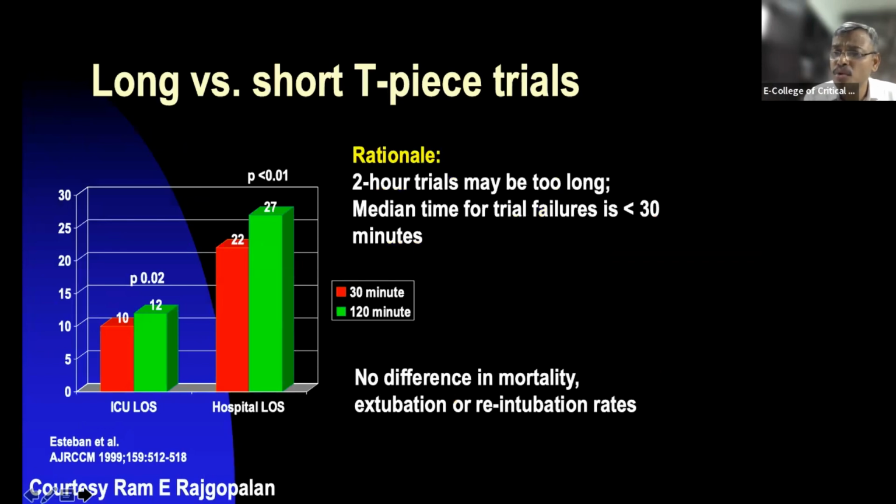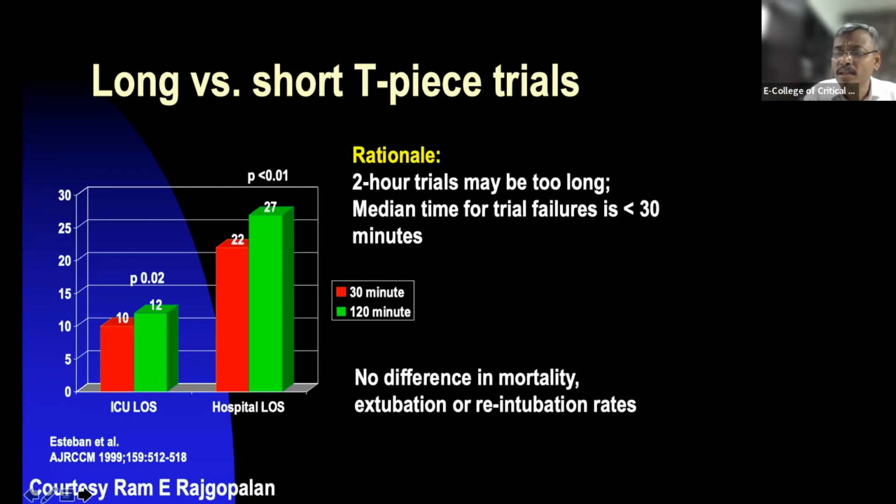A 2-hour trial is too long. Earlier weaning was done over 24 hours. If you started at 8 p.m., they used to come at 4 p.m. and say no, weaning failed. Why does it matter? Why only 2 hours? Why 30 minutes? Now studies have shown that 30 minutes is enough, not even 2 hours. Earlier we used to do 2 hours. Now it is 30 minutes.